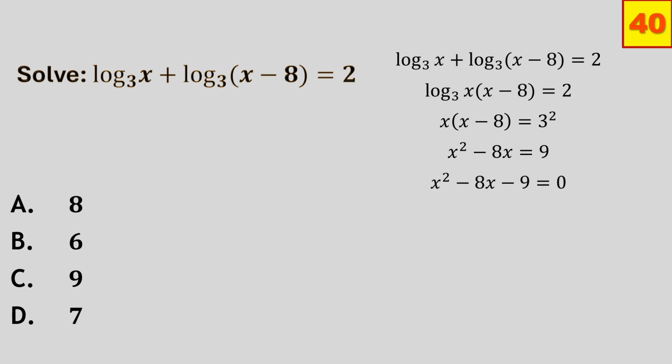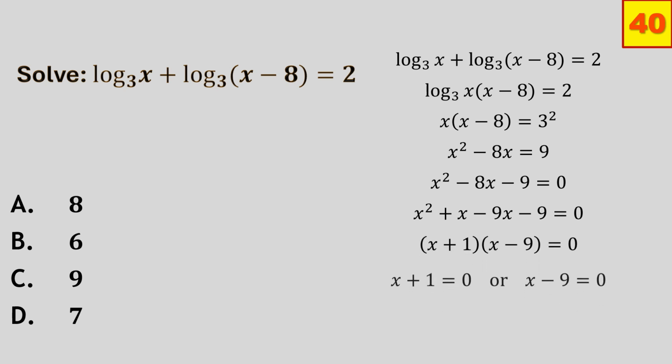Now that we have 0 at the right side, we can solve this quadratic equation with the factorization method. 1 minus 9 is minus 8, and 1 times minus 9 is minus 9. So this can be written like this. Either x plus 1 or x minus 9 is equal to 0. So x is equal to minus 1 or 9. The number in a logarithm cannot be negative. So x is only equal to 9 in this case.